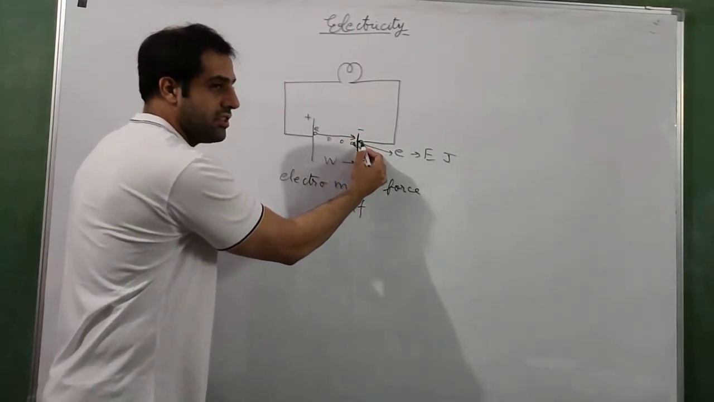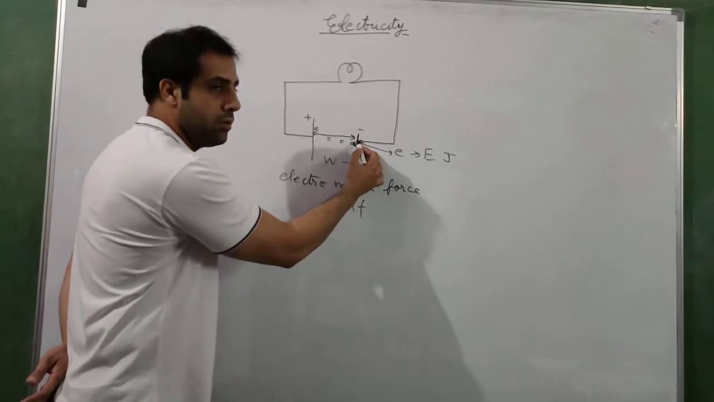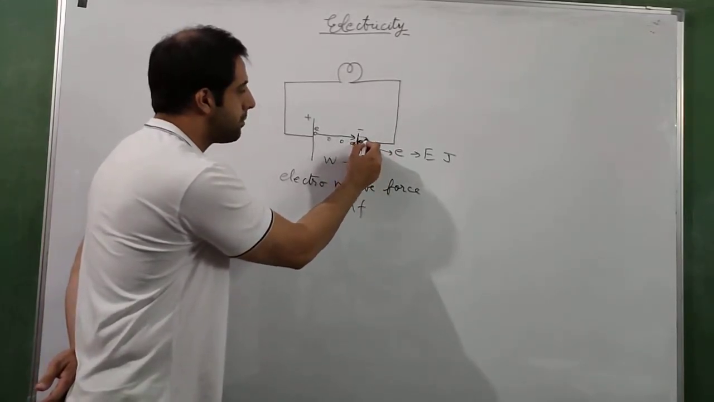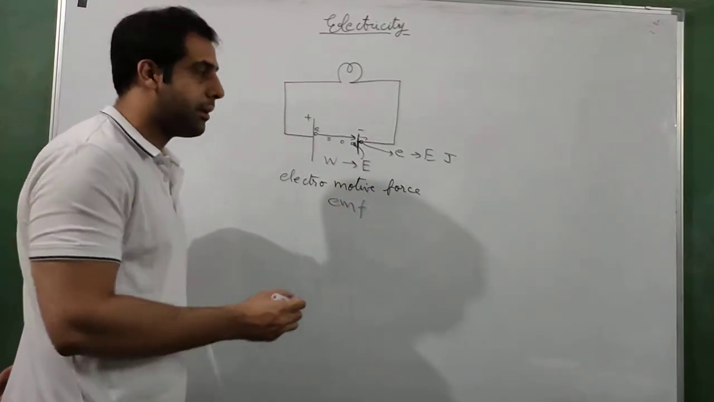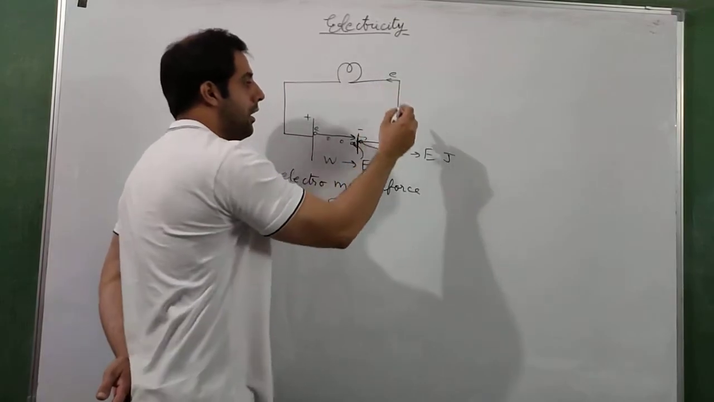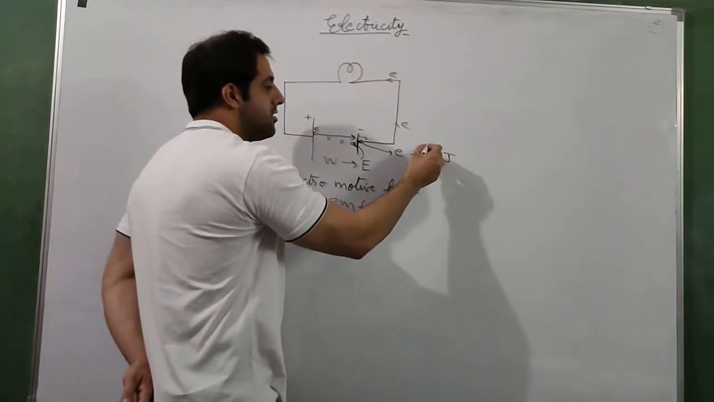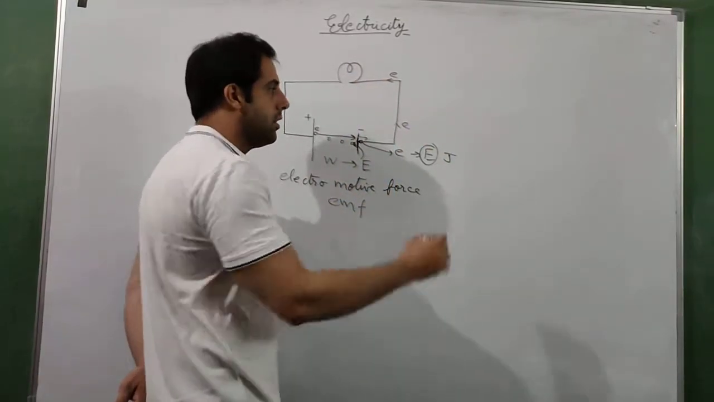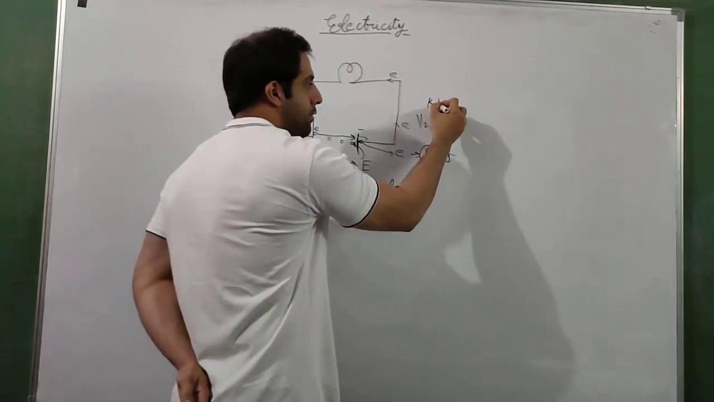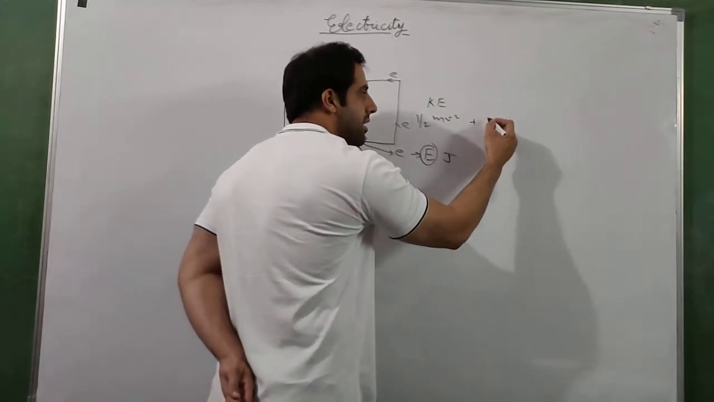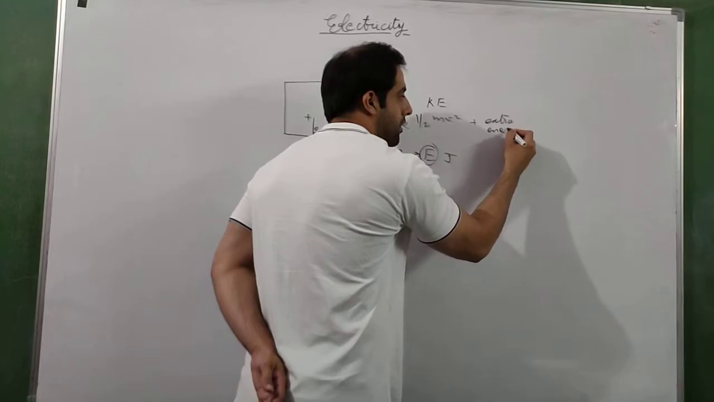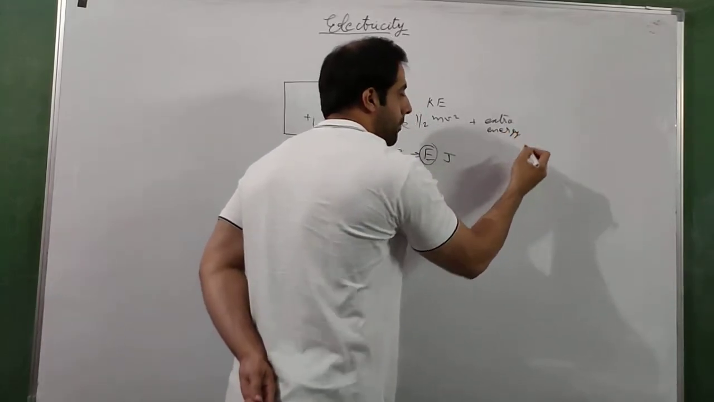When the electron reaches here, it will face a repulsion now. It is on the right side of the terminal. So now it will face repulsion from this negative terminal of the battery and it will start traveling in this direction. When it is traveling, it is using this energy in the form of kinetic energy. This is the formula for kinetic energy. Plus there will be some extra energy which will be left in the electron.